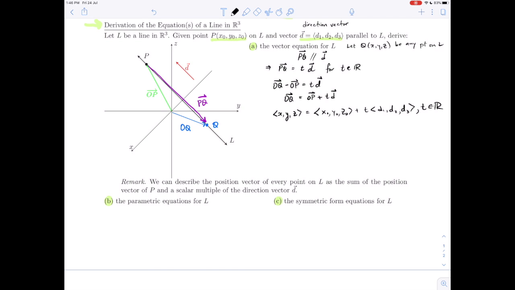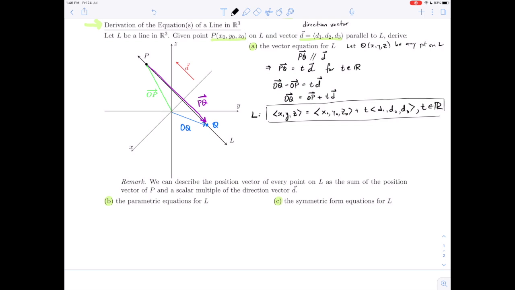Okay, and this actually is the vector form equation of our line. This is the vector form equation of our line L. So let's go back and interpret some of these things geometrically. Let's remind ourselves of what they are.